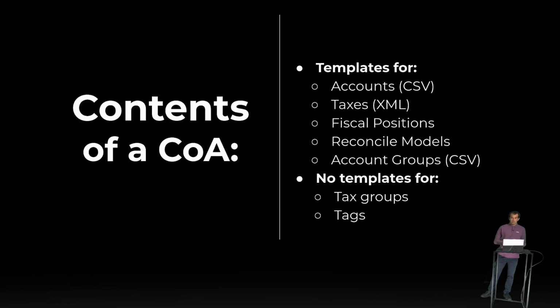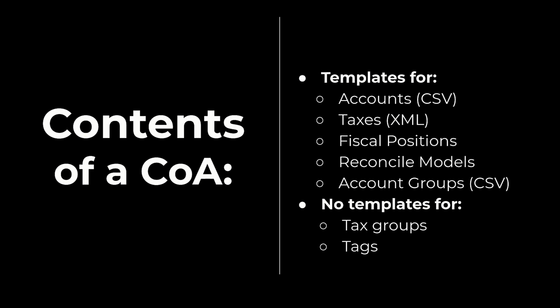So what's in a chart of accounts? You have the accounts, of course, itself, and we put them in CSV. Why in CSV? Because CSV loads a lot faster, and we have a couple of hundreds of them. But if the structure is more complicated, like in the case of taxes, we put them as an XML. You will see that there is a difference between templates for and no templates for. And that's because actually we define account templates, because when we install the chart of accounts, we will instantiate, we will copy those objects into accounts.